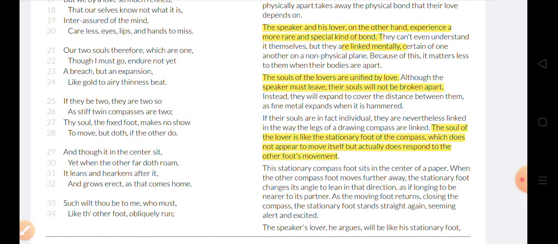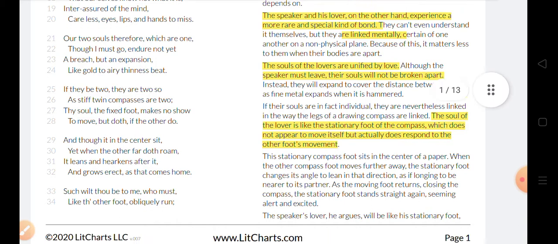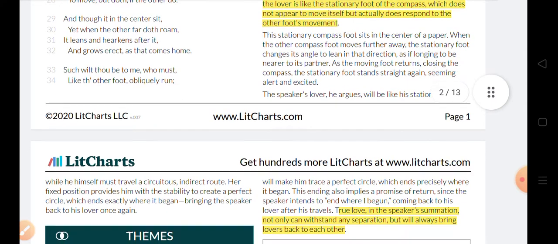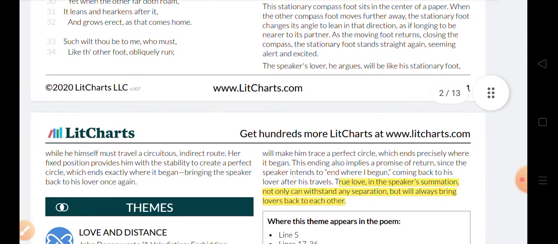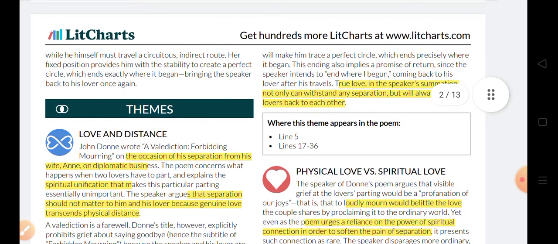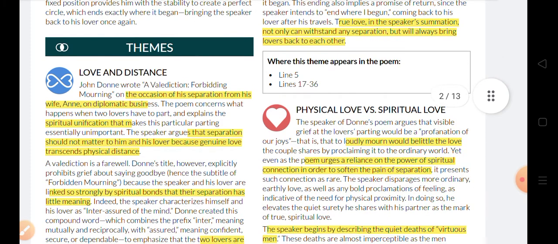And the soul of the lover is like a stationary one. He compares the soul of the lover to the stationary foot of a compass, which does not appear to move itself but actually responds to the other foot. So as the feet of the compass are connected to each other, he compares himself and his lover to draw a comparison between them, how they are interdependent and how they are necessary for one another. So this is a brief summary, and now we'll see the themes.